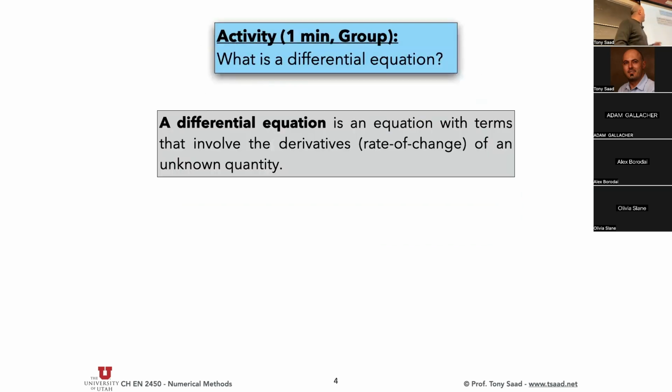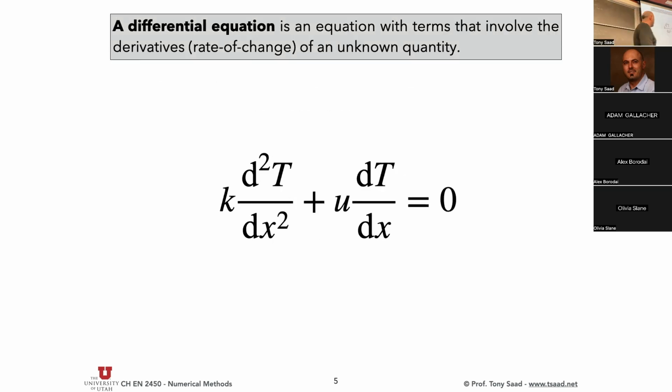So more formally, a differential equation is an equation with terms that involve the derivatives or rate of change of an unknown quantity. For example, here is a differential equation. This is an advection diffusion equation. We'll learn more about those terms as we learn about differential equations.